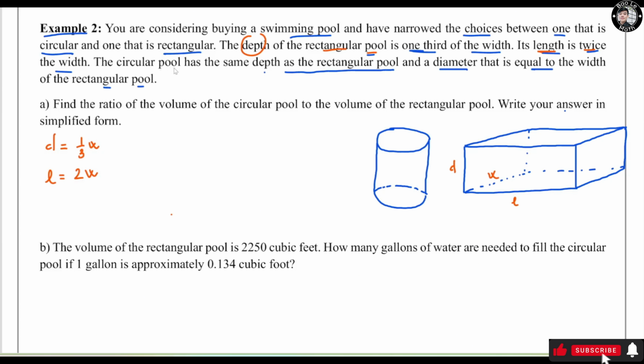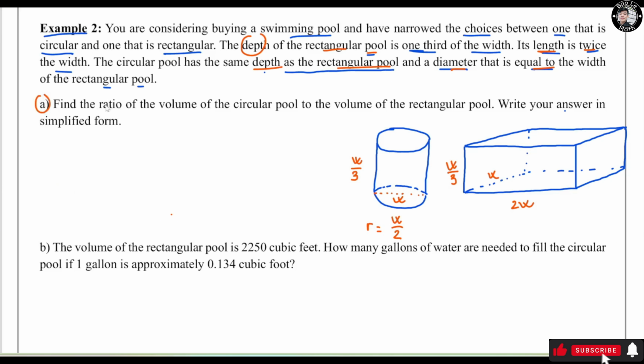Now the circular pool has the same depth as the rectangular pool, right? So this one should be W divided by 3, right? And the diameter is equal to the width, right? So the distance from here to here is the width, so the radius should be width divided by 2, right?